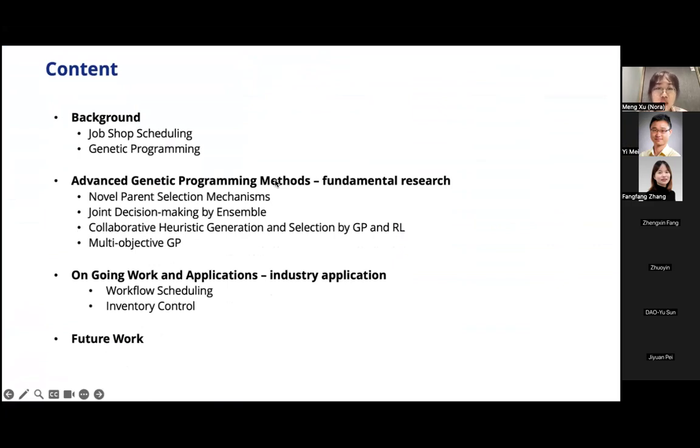I will begin by introducing the job shop scheduling problem, followed by an overview of the classical genetic programming process. And next, I will present our advanced genetic programming methods, which focus on fundamental research. And all these methods are mainly tested on the dynamic flexible job shop scheduling problem. And after that, I will transition from fundamental research to real-world applications, extending beyond job shop scheduling to include genetic programming's application in workflow scheduling and inventory control. And finally, I will discuss future research directions.